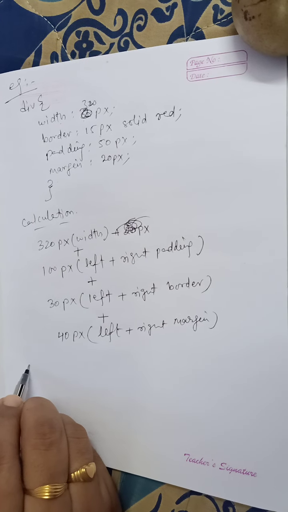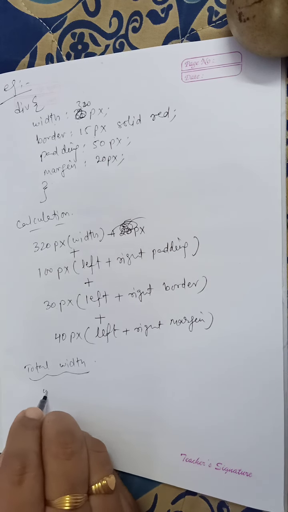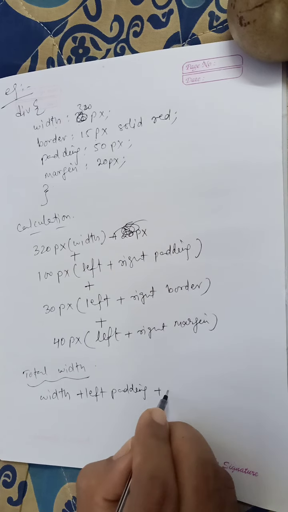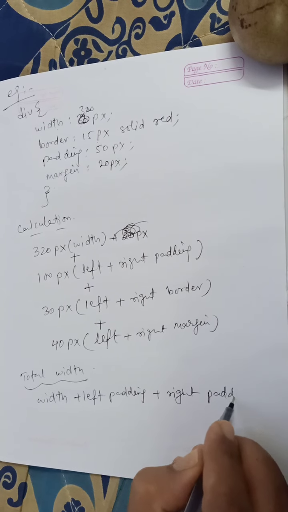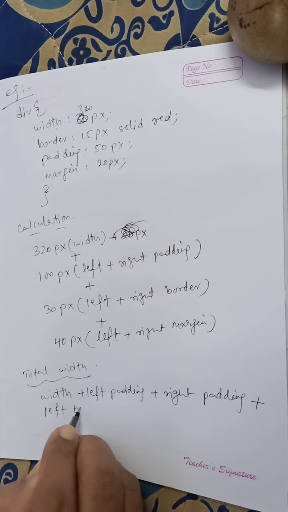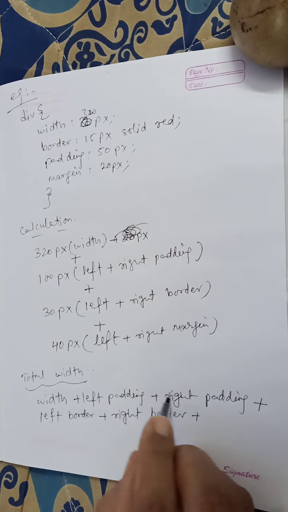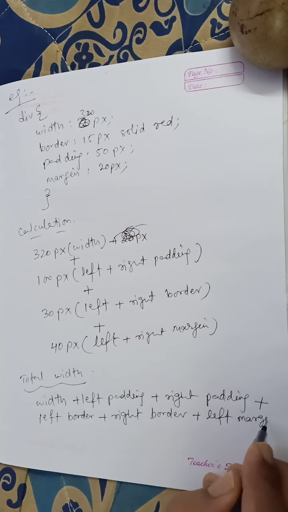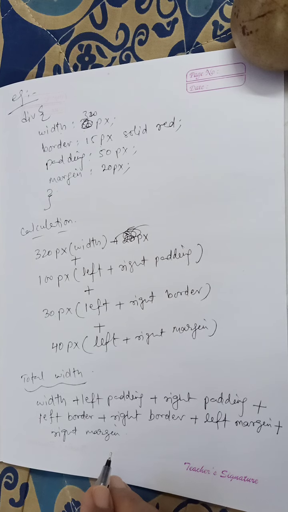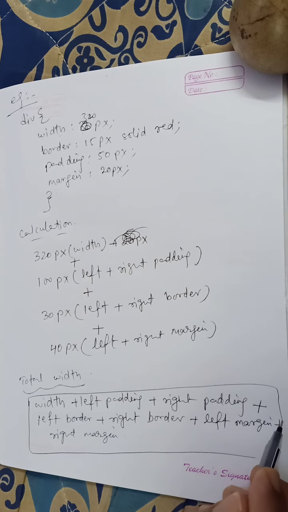So the total width of an element should be calculated as width plus left padding plus right padding plus left border plus right border, and again left margin plus right margin. Okay, so this is how total width is calculated.